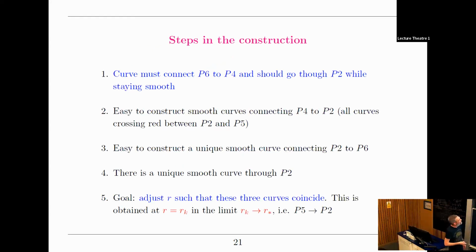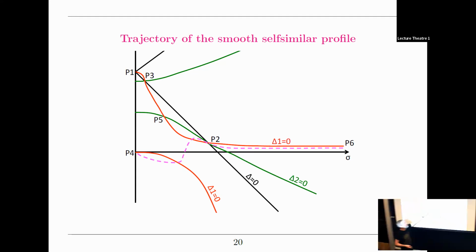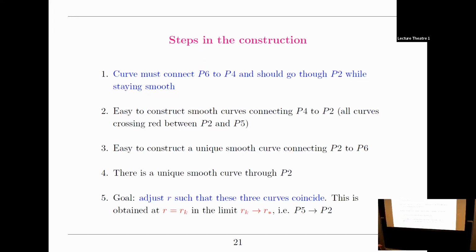Sorry. That's my lesson. Sorry. Okay, so then the third piece of information: there is a unique smooth curve through P2. This is not from the phase portrait. You have to work a little bit more. But it turns out that through P2, there is a unique smooth curve. So what you should understand is that in this picture, there are infinitely many curves. Any curve starting here, or any curve crossing red here, they all end up at P2. So you have infinitely many curves getting to P2, and it turns out there's a unique one which is smooth. Okay, so then the game is pretty obvious. You want to adjust the value of R such that the three curves coincide.